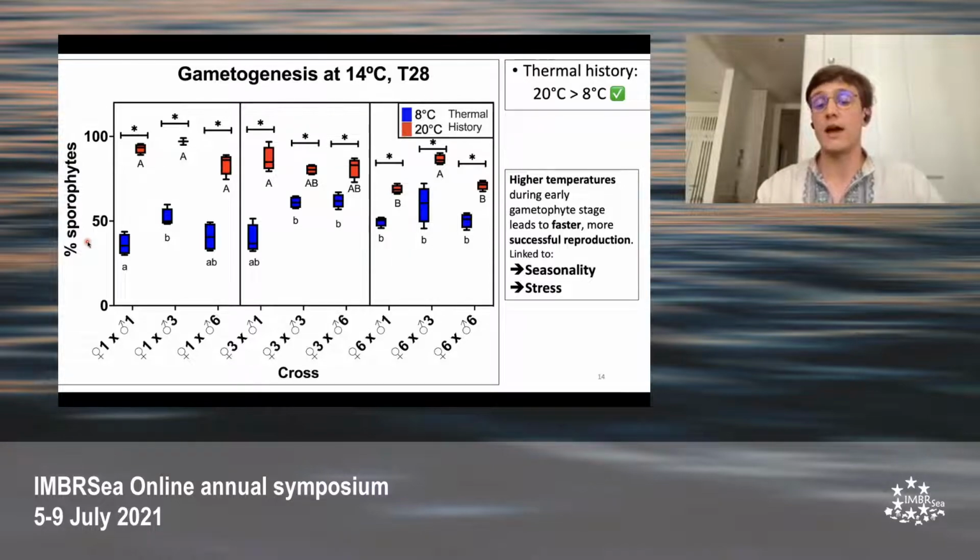And this is both linked to seasonality, because as we said, sporophytes reproduce mostly at the end of the summer, and these gametophytes are likely to be exposed to slightly higher temperatures, but also to the stress posed by these high temperatures that commonly hastens and increases reproduction success.